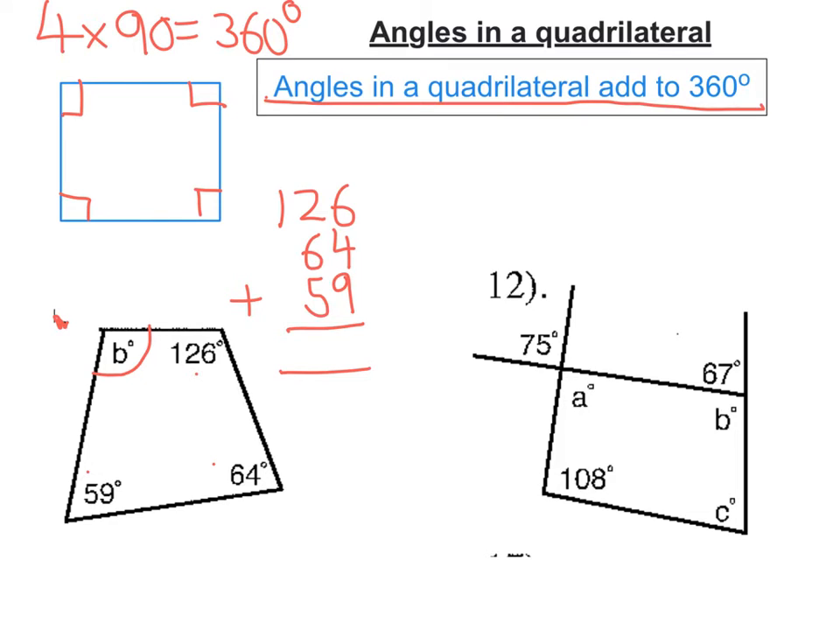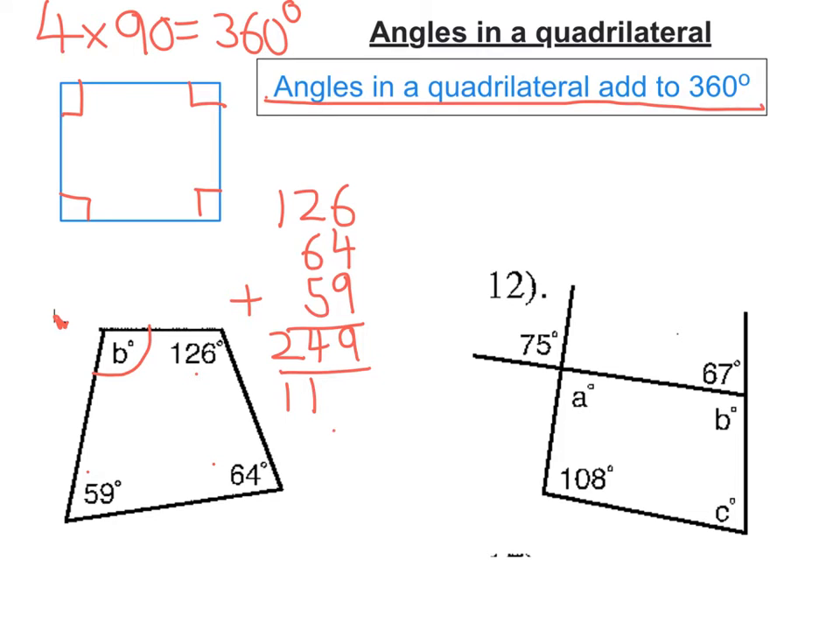6 add 4 is 10, add 9 is 19. So 9 carry the 1. 2 add 6 is 8, add 5 is 13, add on the 1 is 14. 4 carry the 1. 1 add the 1 that's carried over, it's 249.